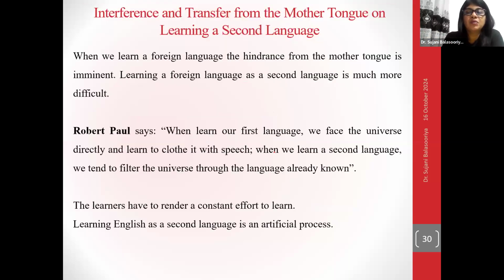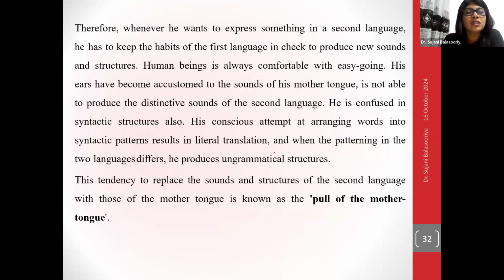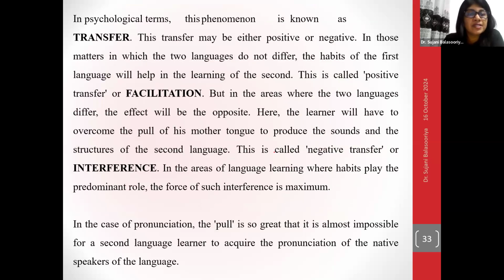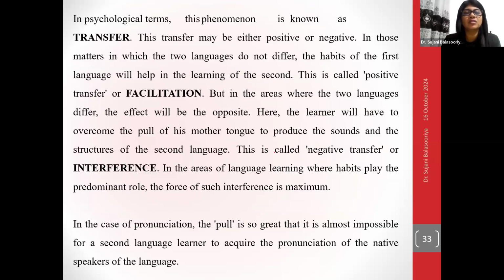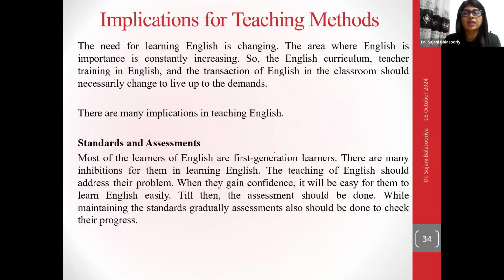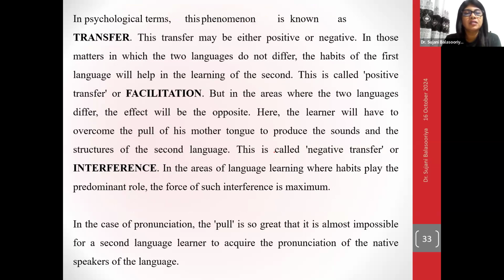Right. So there are some more information and ideas. Interference and transfer from the mother tongue on learning a second language. There are, okay, transfer, facilitation, interference up to this point, right? There are three slides. I need you to quickly go through up to this. Just pay attention to implications for teaching methods. This area.